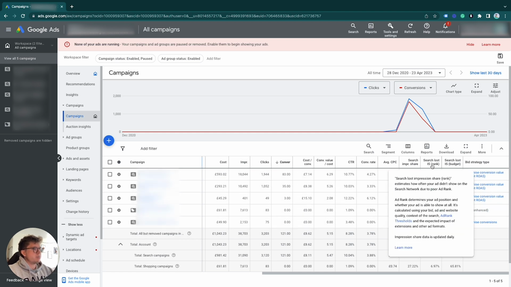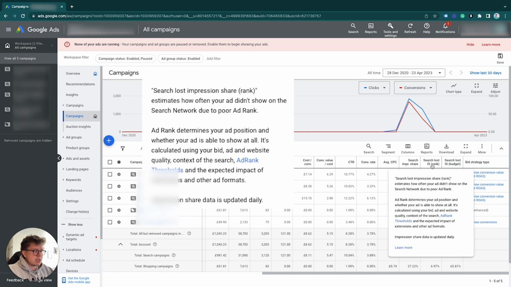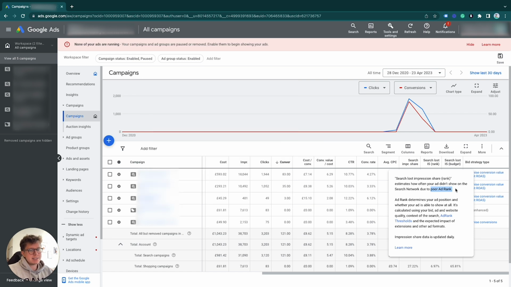So what search impression share loss due to rank shows us is how many times we are not appearing due to poor ad rank. And ad rank is the quality of our adverts. So the quality of our keyword choices: is it matching the ad copy in our adverts, and is that matching the ad copy in our landing pages? This is a thing called message match. I have a video on this, so I would recommend going and checking that one out. It is the easiest way to improve the quality of your campaigns.